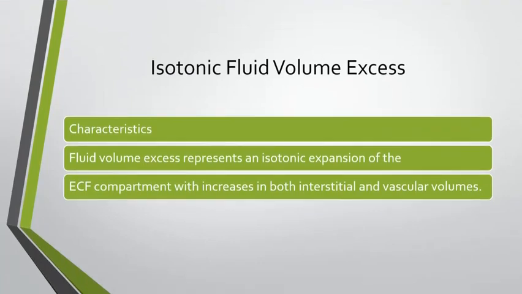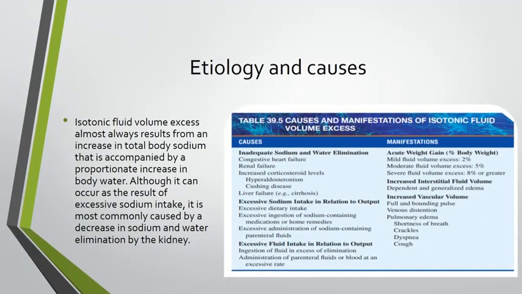Isotonic fluid volume excess is characterized by fluid volume excess representing an isotonic expansion of the extracellular fluid compartment with increase in both interstitial and vascular volumes. What is the etiology and the causes? Isotonic fluid volume excess almost always results from an increase in total body sodium accompanied by an increase in body water, although it can also occur as a result of excessive sodium intake, mostly caused by decrease in sodium and water elimination by the kidney.